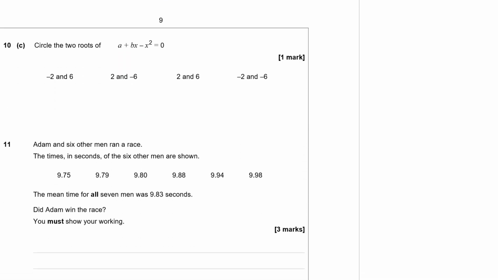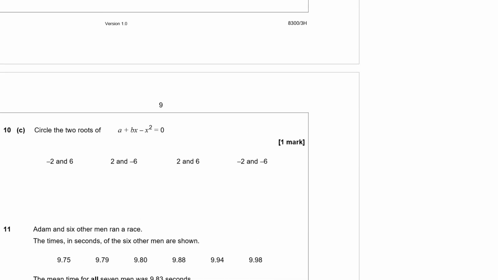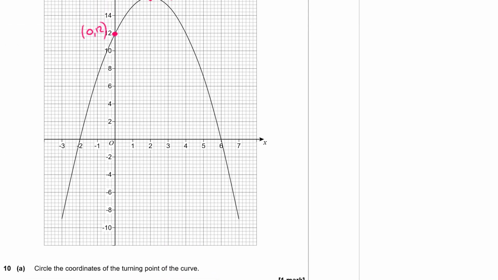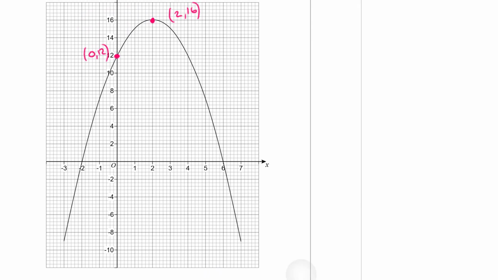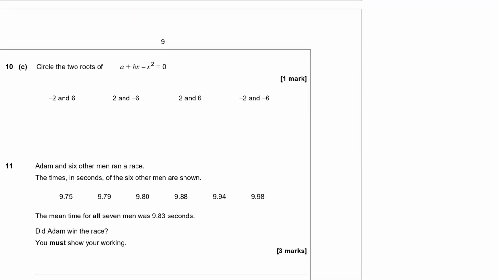Okay. Next part of the question, circle the two roots of the equation. Now the roots are where the curve cuts the x-axis. So we can see that the curve meets the x-axis here and here, which is at minus 2, 0 and 6, 0. So let's answer the question now. So the roots are -2 and 6.